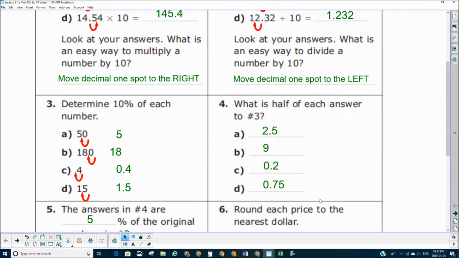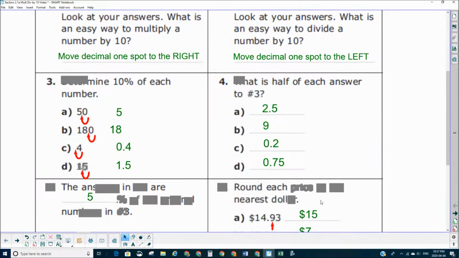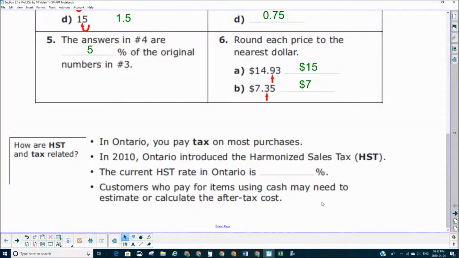Okay, so that gets us most of the warm-up on page 32. But you'll notice down at the bottom, we have one more little talk about HST. Estimating HST is what we're going to be doing in our next video. In Ontario, you have to pay tax on most purchases. It's called sales tax anytime you buy something. We're all pretty familiar with this.